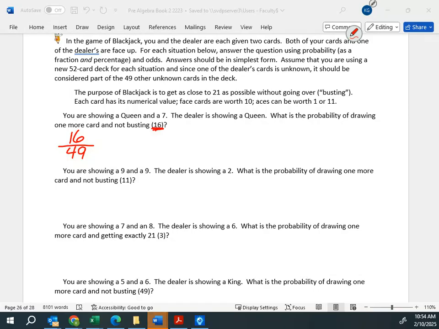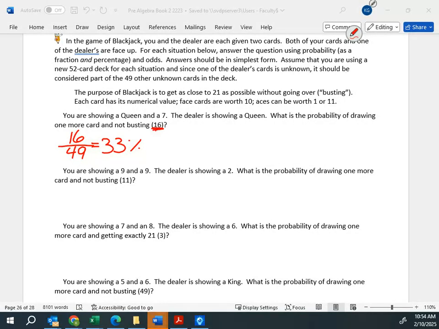Can we simplify that? 16 and 49, can we simplify it down? No. So that's as simple as it gets. What will my percentage be? Now you can use your calculator. What would the percent be? Robbie? 33%. 16 over 49 equals 33%.